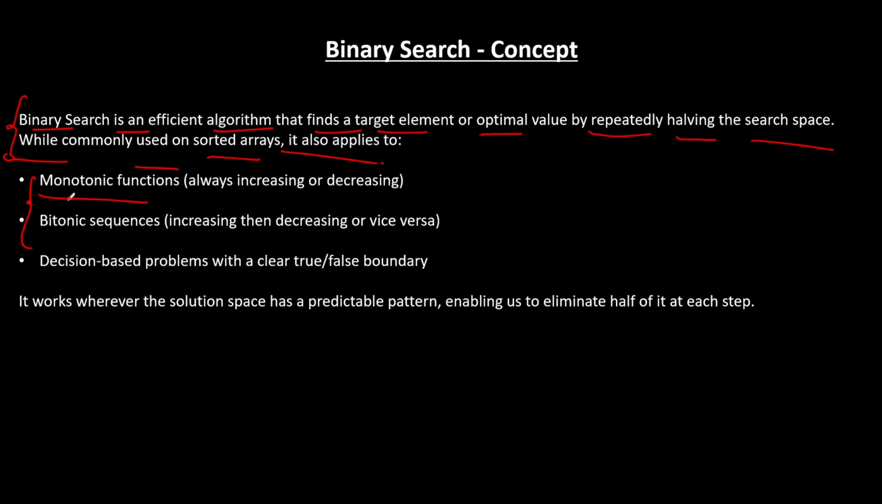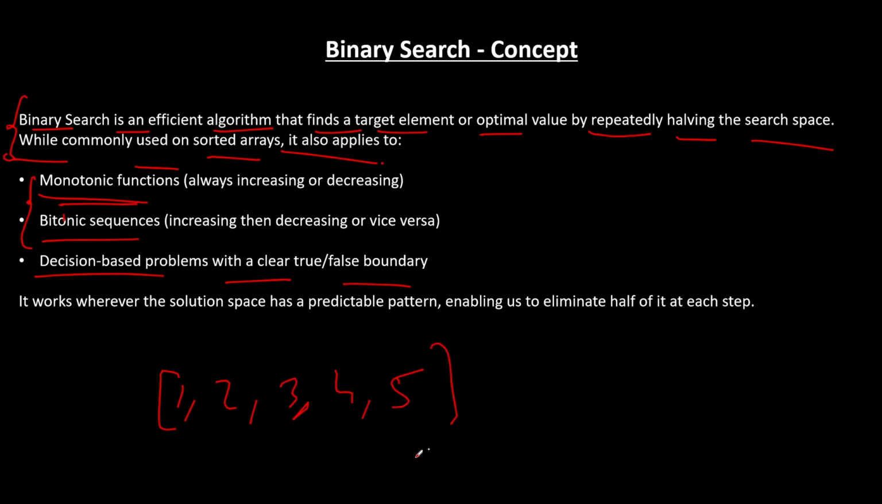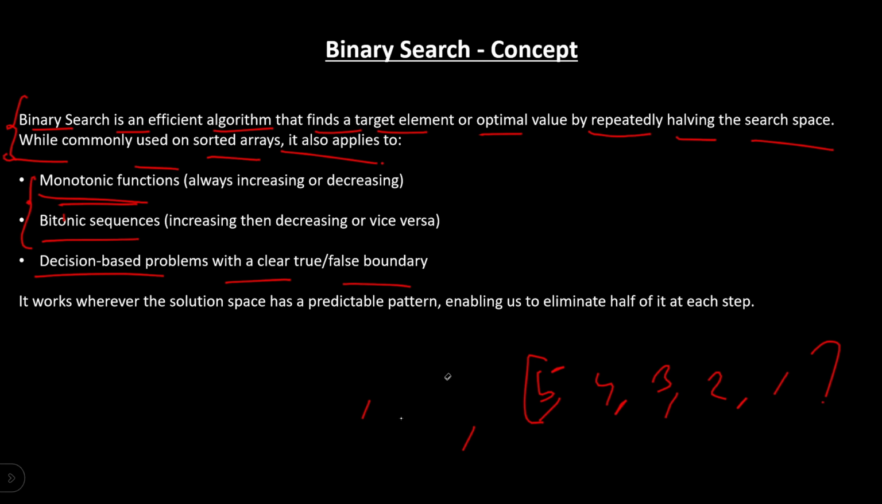So you could see here, it comes in monotonic functions, bitonic sequences, and decision-based problems with a clear true-false boundary. Monotonic functions means increasing or decreasing, which basically means you have a sorted array in a strictly increasing manner. Or decreasing means that the numbers are strictly decreasing, 5, 4, 3, 2, 1, whatever, right? So that is a monotonic function. That is a range in which you will use the binary search in a monotonic function.